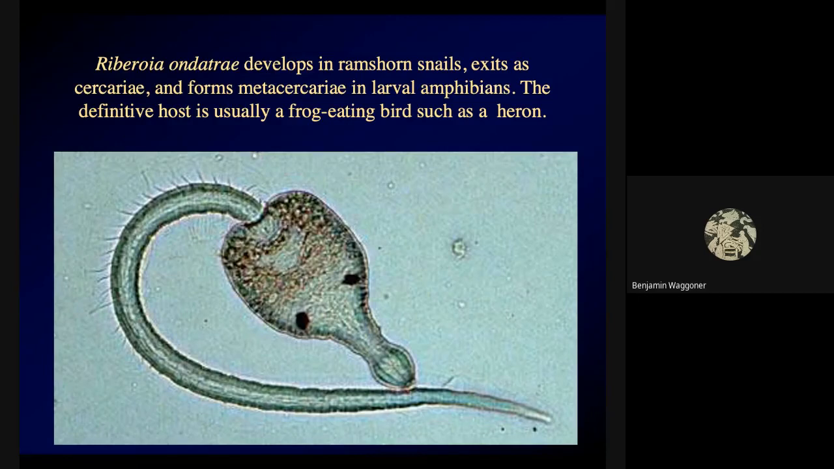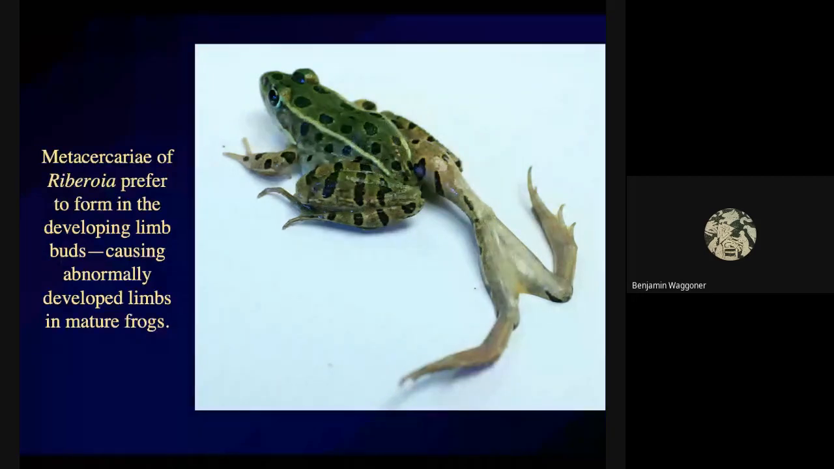That's a cercaria, of course, kind of a frightening looking thing. And it's even more frightening what these will do to frogs, because the metacercariae like to form in the limb buds of a tadpole. And if you disrupt the cell arrangement of those developing limb buds, if you do anything physically to them, they can split or otherwise start growing in unusual ways. So there you've got a mature frog that had the development of its right hind leg interfered with by a metacercaria of Riboroia ondatri. So yeah, that's just a little bit frightening looking right there.